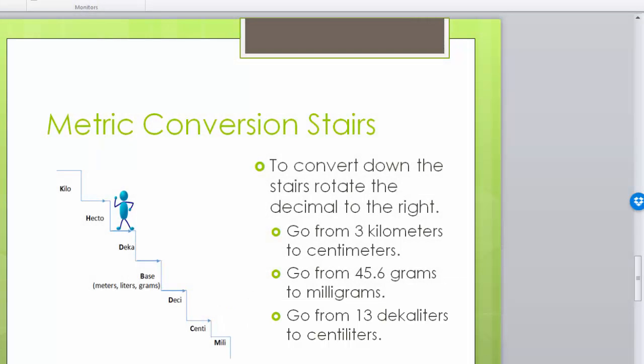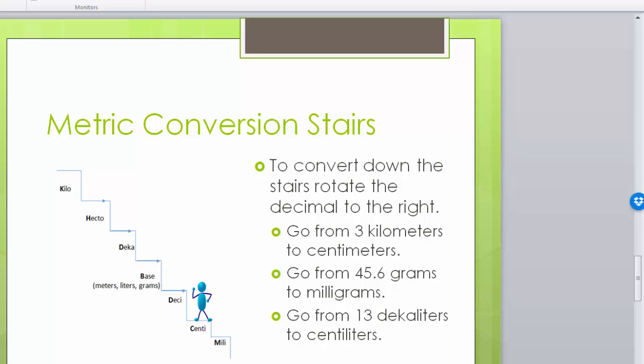For my last example, I'm going to go from deciliters down to centiliters. So I'm starting on deciliters, and I need to go all the way down to the centiliter step. So I'm going to have to move my guy down 1, 2, 3 steps. So that means I have to rotate my decimal 3 spots to the right. If I do that, I'm going to end up with 13,000 centiliters. All right, hopefully now you're able to do some conversions moving up the stairs and moving down the stairs.